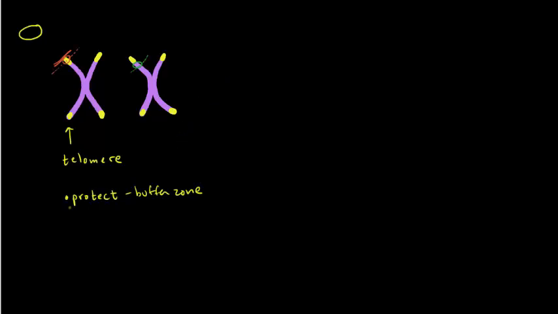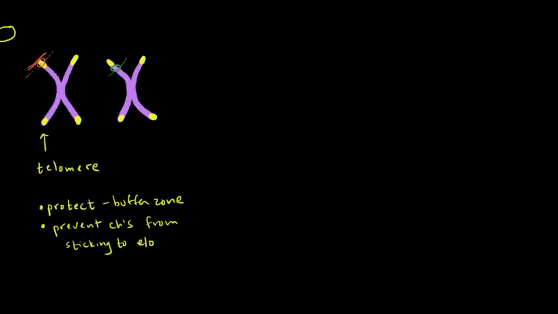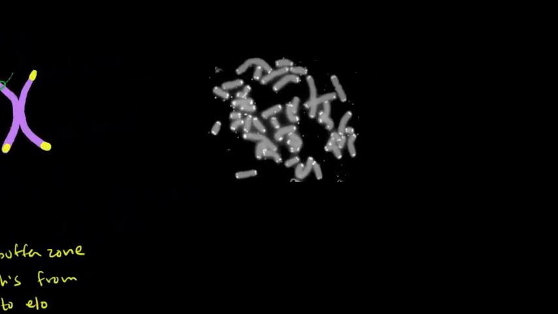Another thing that telomeres do is they prevent chromosomes from sticking to each other. If chromosomes stuck to each other, then a lot of the genes would be scrambled and genes wouldn't be where they're supposed to be, and that would be pretty problematic. And here's actually a picture of human chromosomes where the telomeres are highlighted in fluorescence. So you can see at both ends of each chromatid there are telomeres.